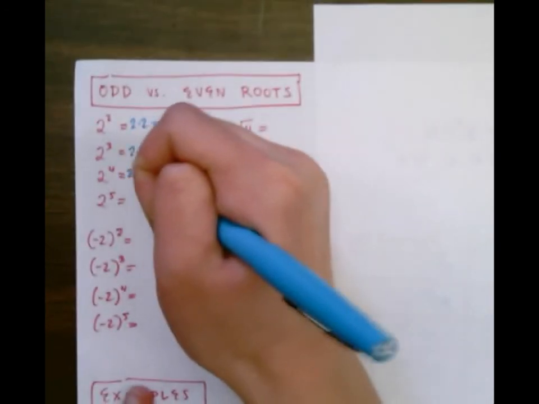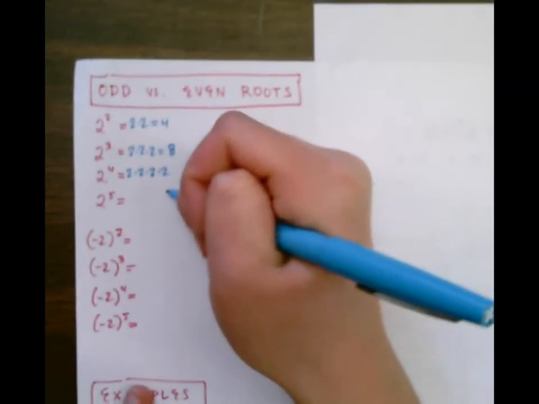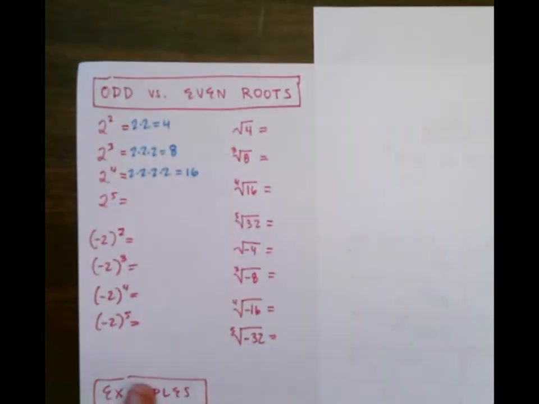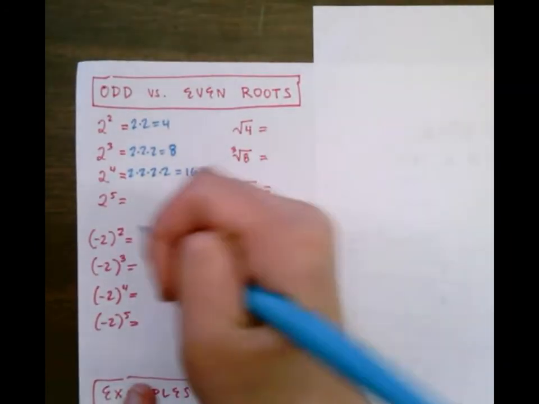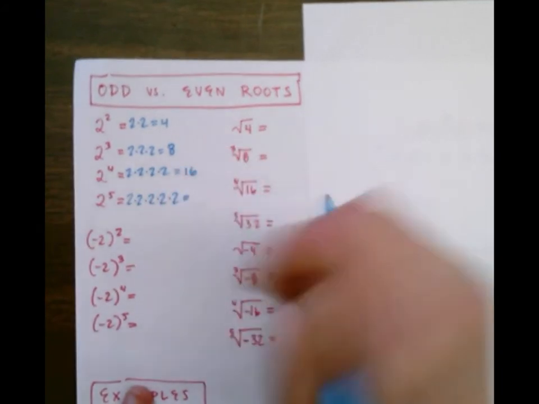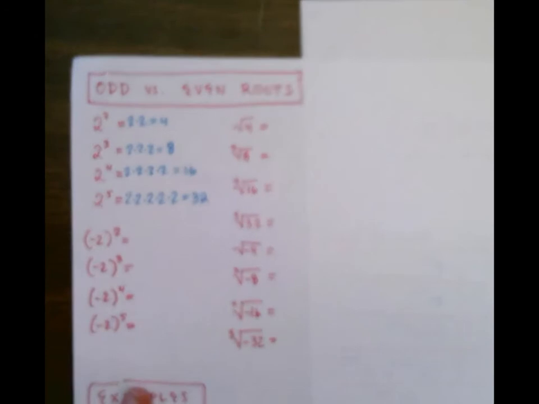Then I have 2 times 2 times 2 times 2. There's a reason that I'm writing out all my 2s, so please write out all your 2s, even though it's kind of tedious. So I get 16 there, and then with 5 2s, that's 1 additional 2 than I had here. So that'd be 32, right?